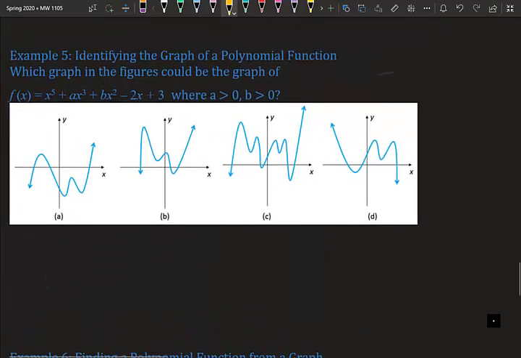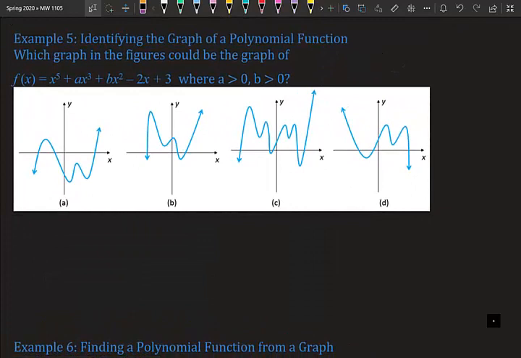Alright, we're going to identify the graph of a polynomial function. Which graph in the figures could be the graph of x to the 5th plus ax cubed plus bx squared minus 2x plus 3, where a and b are positive? We don't really have a polynomial, but with what we're given, can we figure out what it might look like? Absolutely. The first thing we want to do is identify the degree. The degree of the polynomial is 5. So that tells me it turns 4 times.